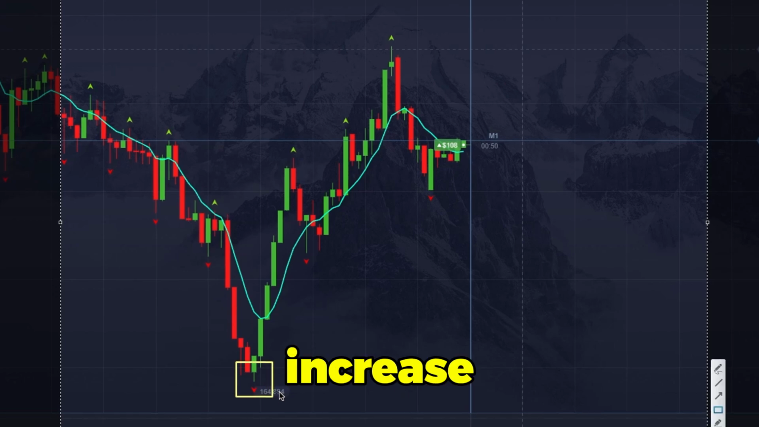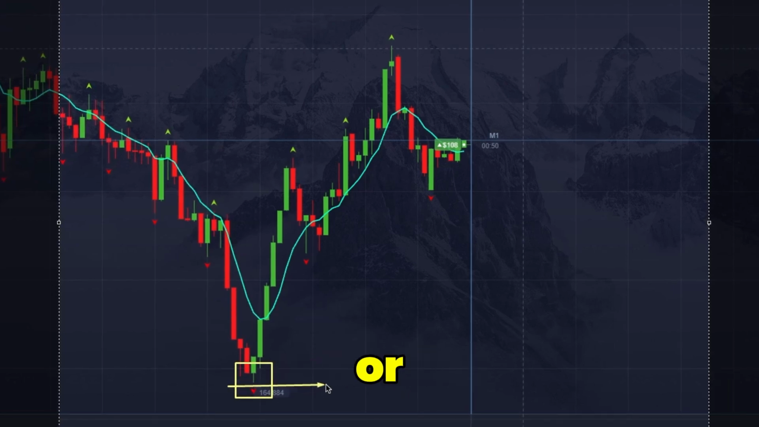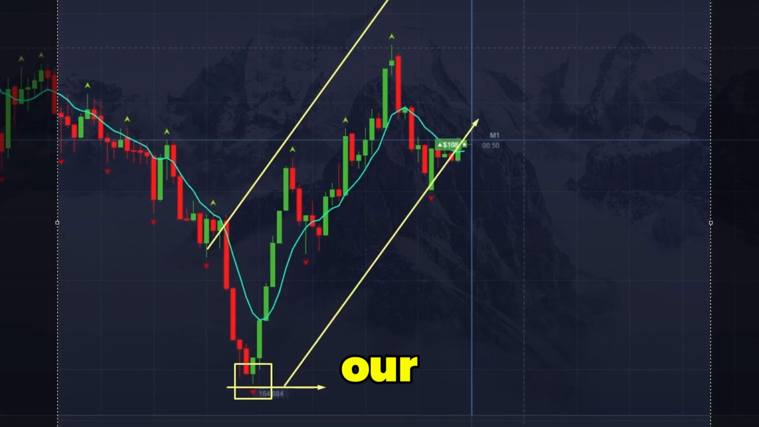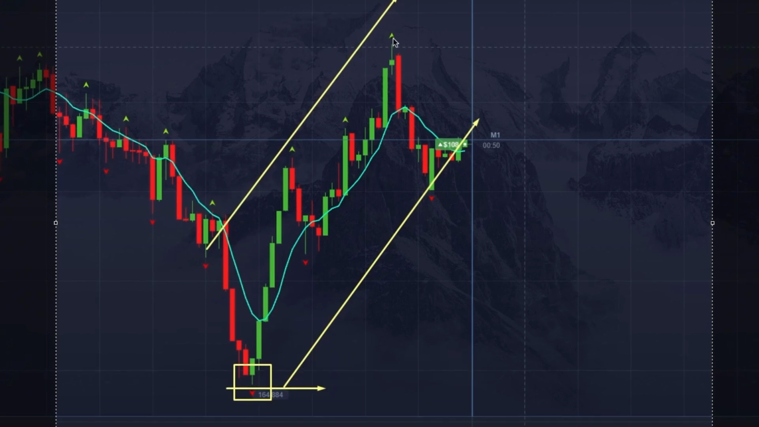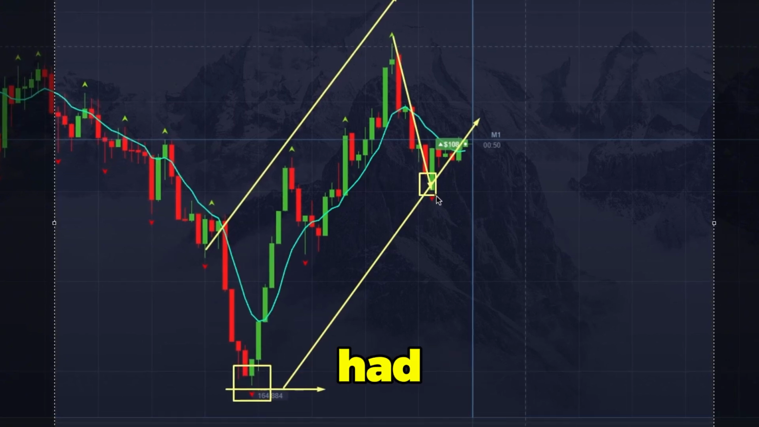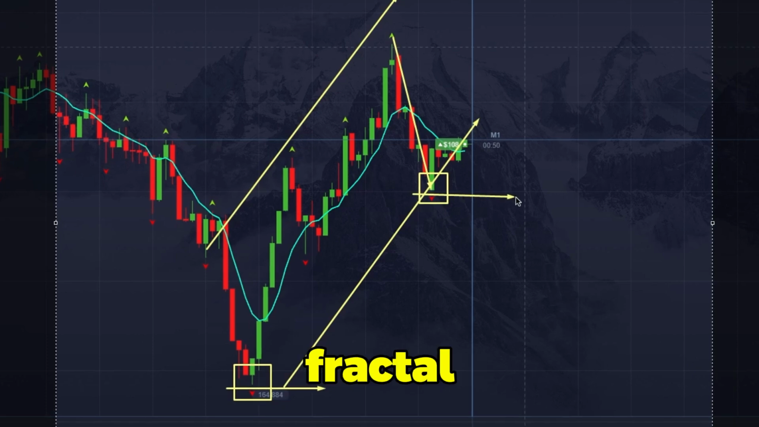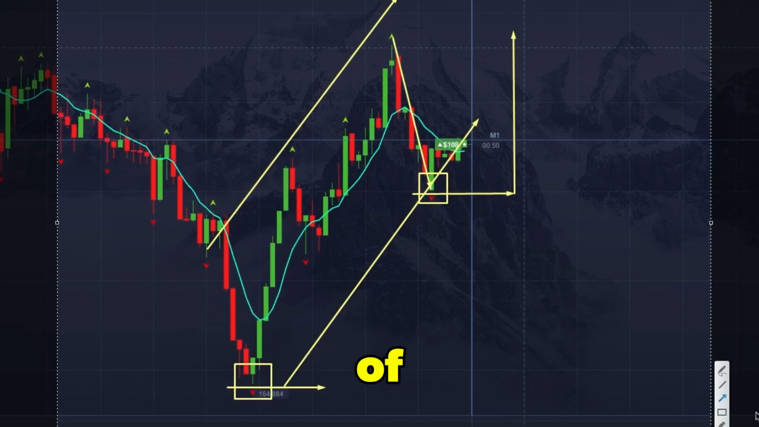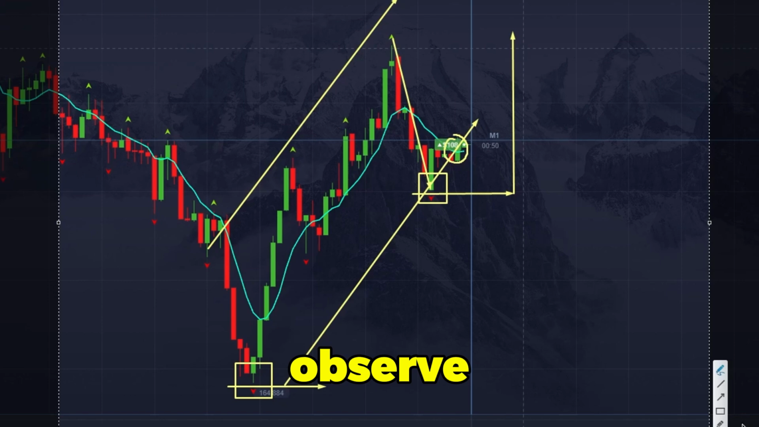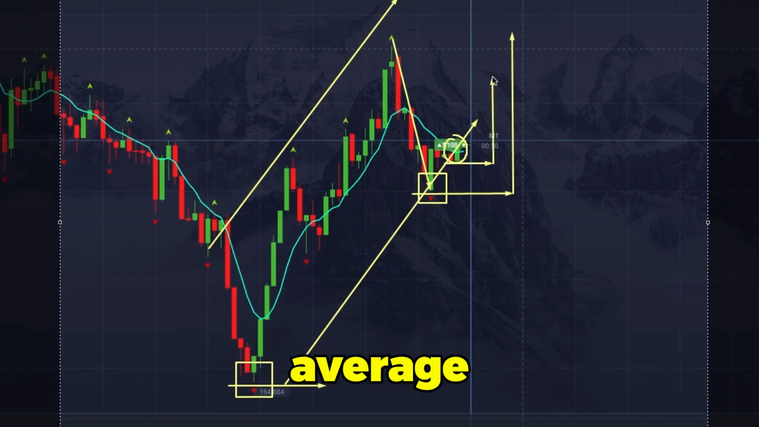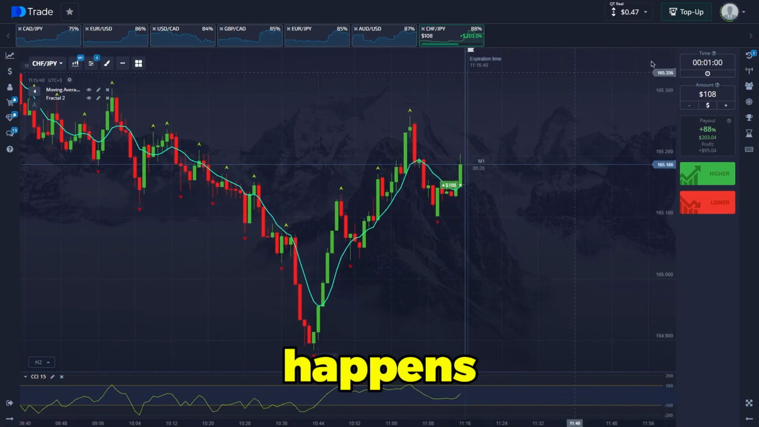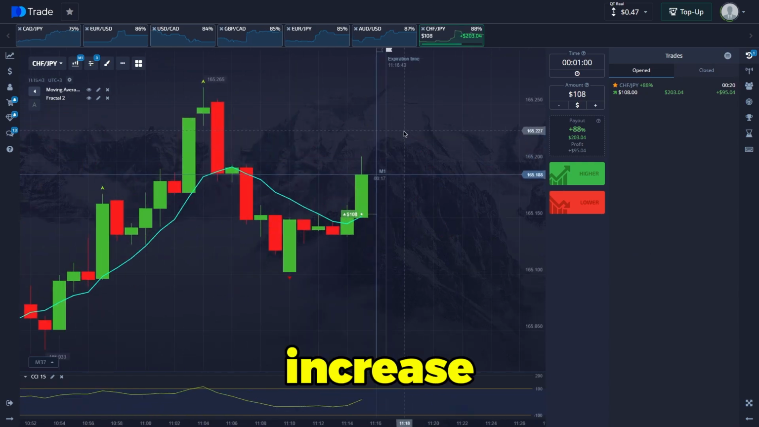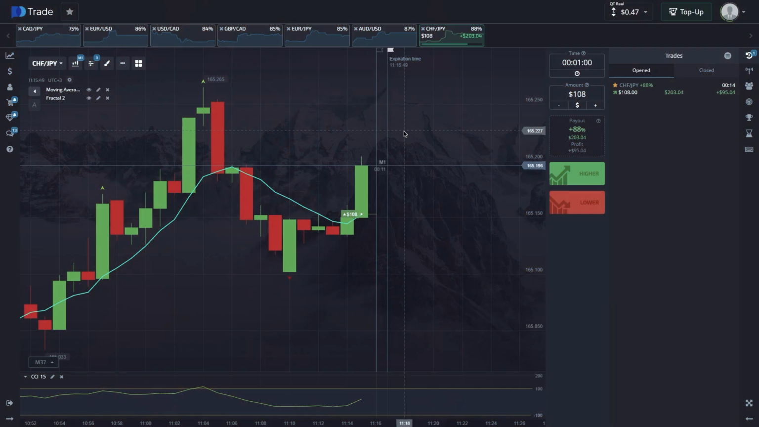We are opening now for an increase after updating the local, or rather global price minimum. Our dynamics actually became upward. Then the price rolled back and we had an update of the local minimum in the fractal. Then we opened in the direction of the actual trend. Here we observe the intersection of the moving average from bottom to top. So when this happens, you need to open a deal to increase. Let's watch the end of the deal.